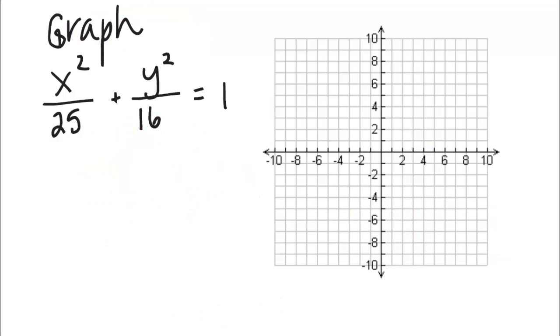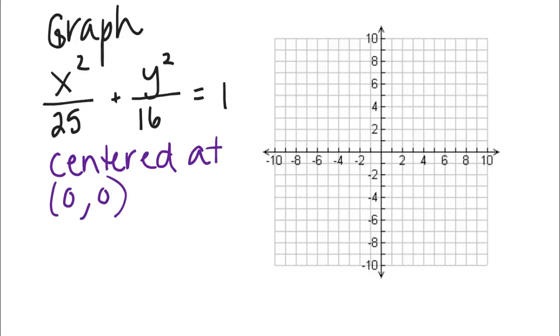Let's take an actual equation that has numerical values in place of a squared and b squared and see how we would graph it. First, I look near the x, near the y, and I notice that there's no shift. So this is centered at 0, 0. The next thing I want to look for is what's underneath the x squared term. And I see a 25. Remember, that was the place of a squared. So if a squared is 25, then a, or half the length of the horizontal axis, is 5. b is 4, because b squared is 16, and that's half the length of the vertical axis.